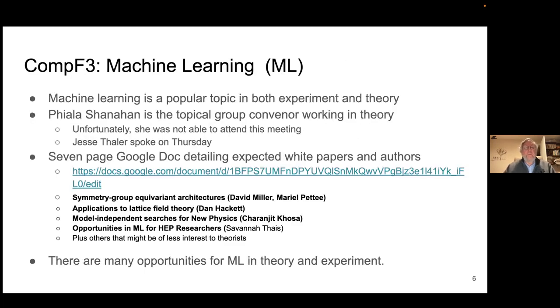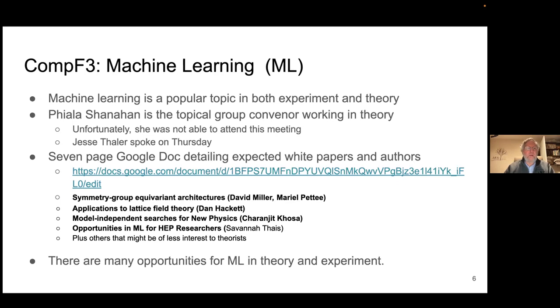That takes care of Comp F2. Comp F3 is on machine learning. It's popular for both experiment and theory. We heard about that on Thursday from Jesse Thaler. Fiala Shanahan is the theorist who's the Topical Group convener in the computational frontier. Unfortunately, she could not make this meeting. Excuse me. They have a 7-page Google Doc detailing their expected white papers and the lists of authors.